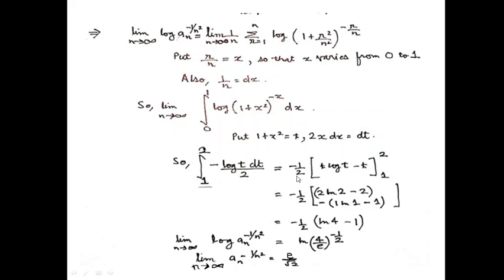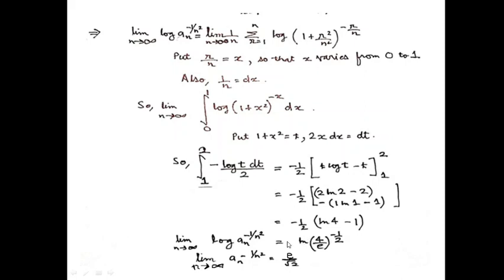So minus half you will take common, log t dt from 1 to 2. So the integration of log t is t log t minus t, from 1 to 2. That is minus half of 2 ln 2 minus 2, minus ln 1 minus 1. Okay, and that is minus half ln 4 minus 1. And what is 1? 1 is ln e. So this is ln of 4 by e, to the power minus half.